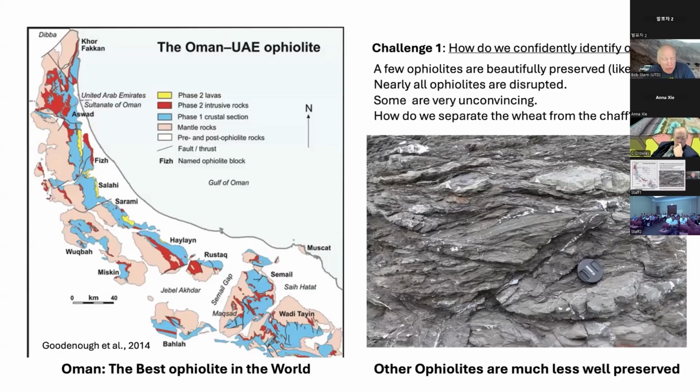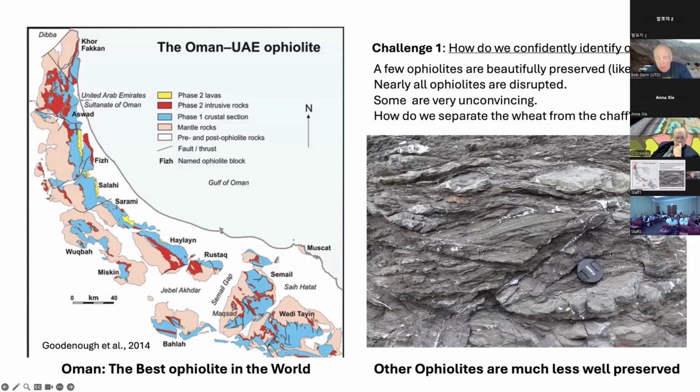So we have a range of ophiolites from extremely beautifully well preserved ones like Oman, the best ophiolite in the world. Look how big this is. Look how intact it is. There's a reason people go there and study it, because it is so spectacular.